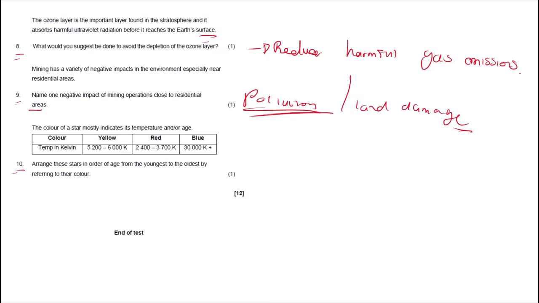And then next, we will move to question 10, which says that the color of a star mostly indicates its temperature and or age. Now we are told to arrange these stars in order of age from the youngest to the oldest by referring to their color. It will be blue, then yellow, then red. So blue is the youngest, and then red is the oldest.